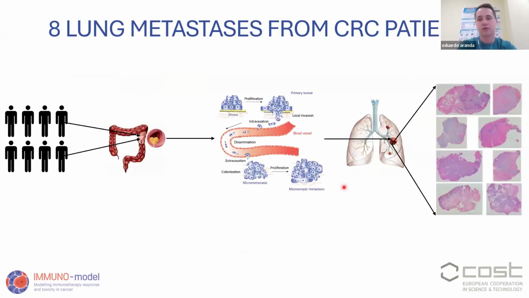For this purpose, we have analyzed lung metastatic samples from colorectal cancer. As we can see here on the right, this image shows our samples stained with hematoxylin and eosin. During this presentation, I will show you some of these samples.